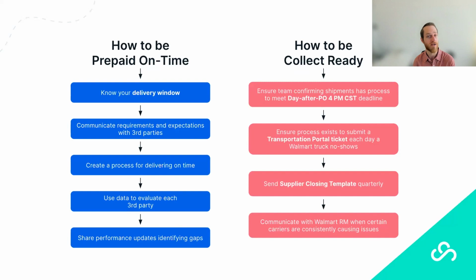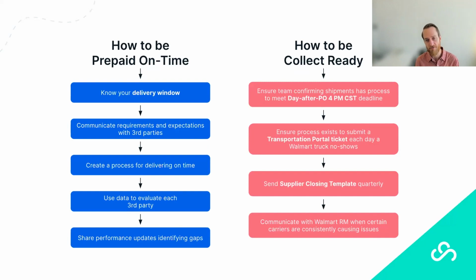This happens quite a bit. I've seen a lot of suppliers where you look at late routing, which is a specific charge type in Collect Ready when you don't route on time. And often we look at the order date and it's right around the holiday. So you can help prevent that if you're filling out those closing templates and telling Walmart in advance, don't send me orders on these days, we're going to be closed.